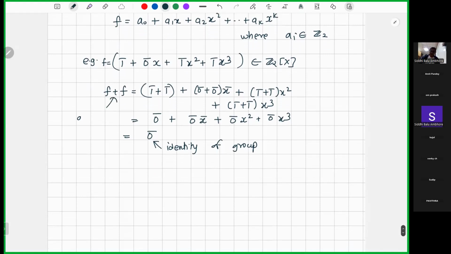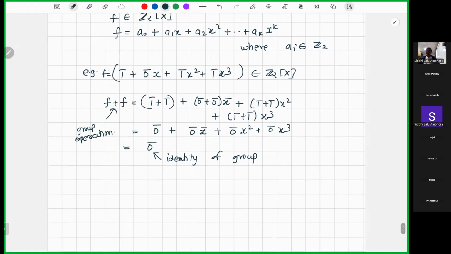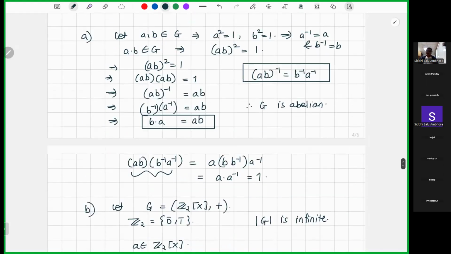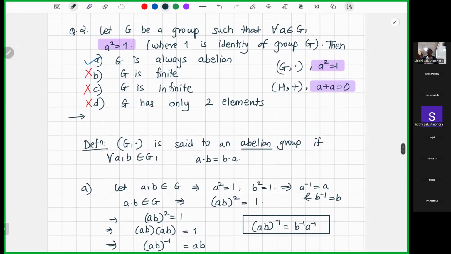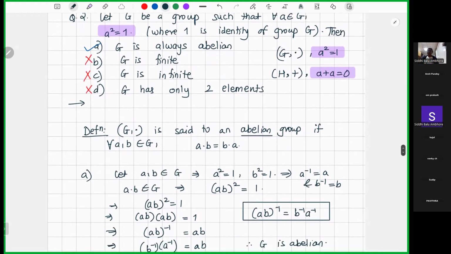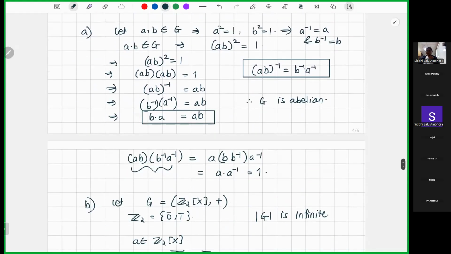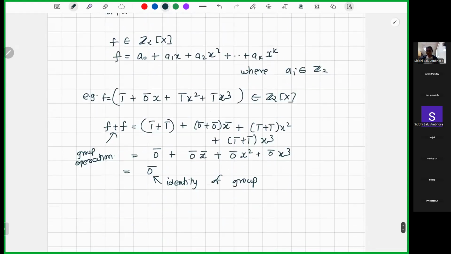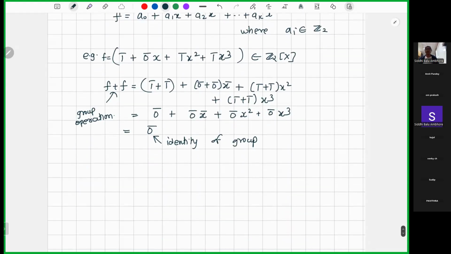And this is my group operation. It is really necessary to understand what this means, okay? A square is equal to 1. The square here is just the operation, the way they have written it, okay? Understand this part, what it actually means, okay? Any doubts here? If not, we can then move ahead.